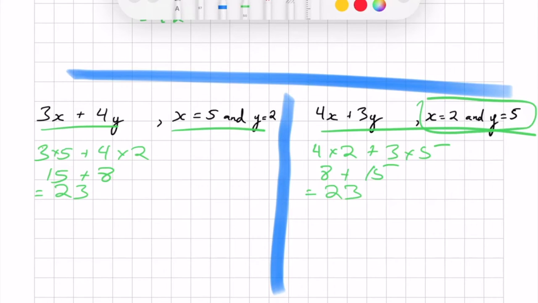Okay, so I'm hoping that you notice that we're multiplying the same numbers. So even though the questions are in different order, this is 4x, and this is 3y, and this is 3x and 4y. These ones switched around as well. So we ended up multiplying the same numbers together. And that's why they came up with the same answer.